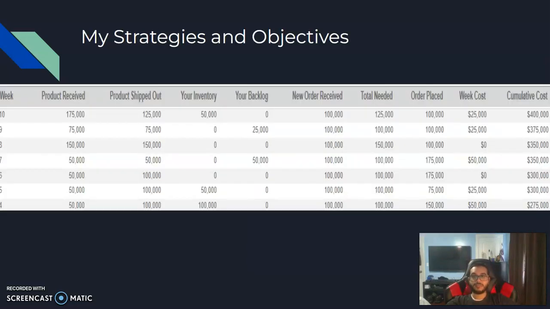So, my strategies and objectives. I like to think that I went over several strategies as the game progressed. As you can see here, shortly after starting the game, there was already a backlog since I had not ordered enough products. I know that inventory was only 50 cents per case if I had any remaining, whereas a backlog was $1 per case if I had any that wasn't shipped out. So at this point, seeing the erratic demand, I decided to order a large amount so I wouldn't go into backlogs, and that way it would be cheaper than having a backlog anyways.